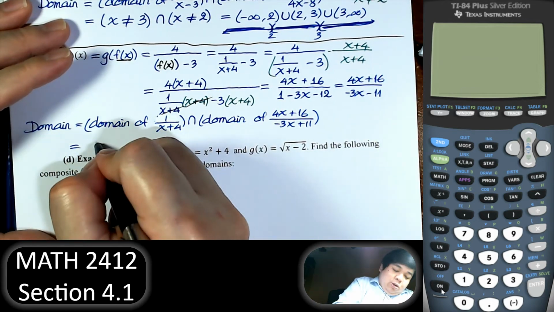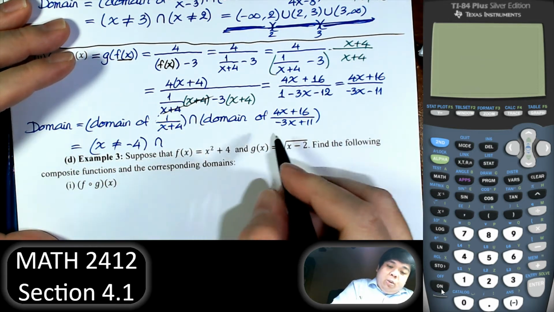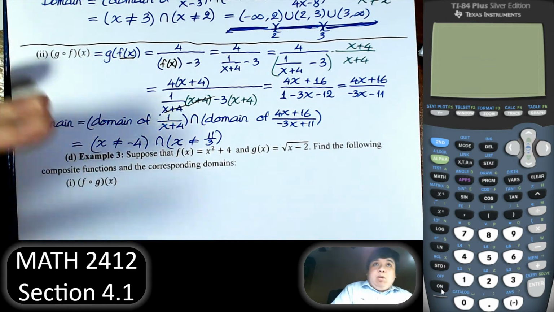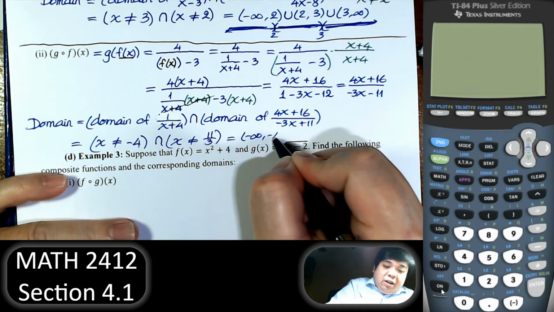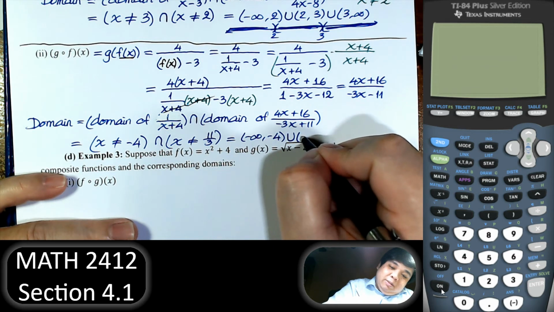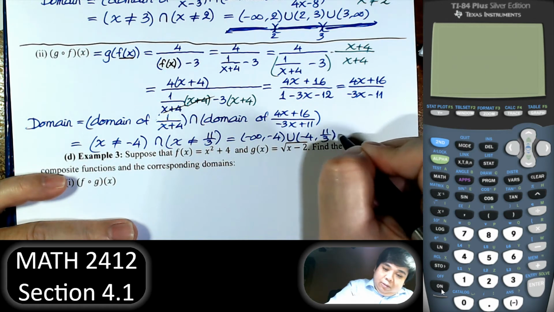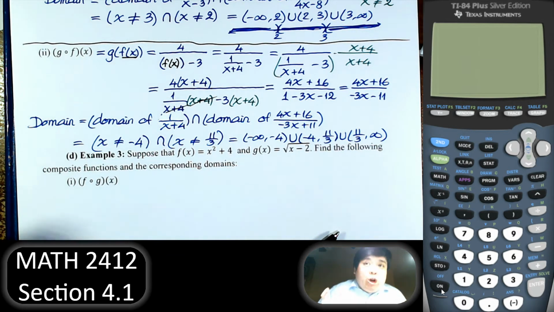So this is x not equal to negative 4 intersect with this x not equal to 11 over 3. Of course, we put them together and we just say it's everything but negative 4 and 11 over 3. So the domain of the computation is the domain of the inner function because it has to be defined first, and then the domain of the whole thing, obviously.